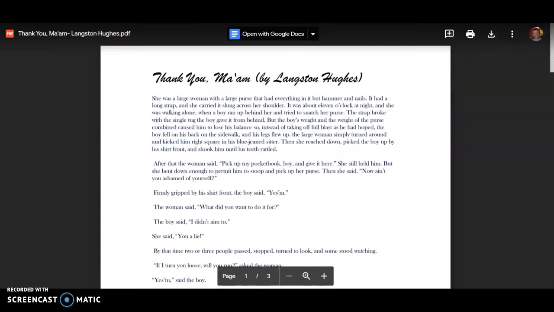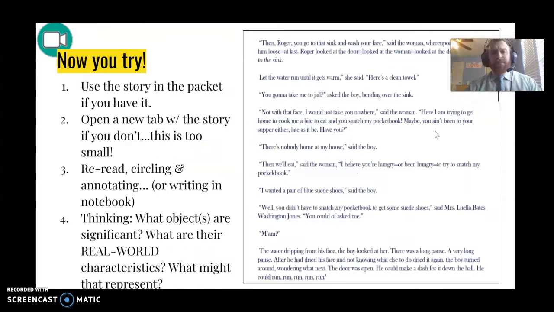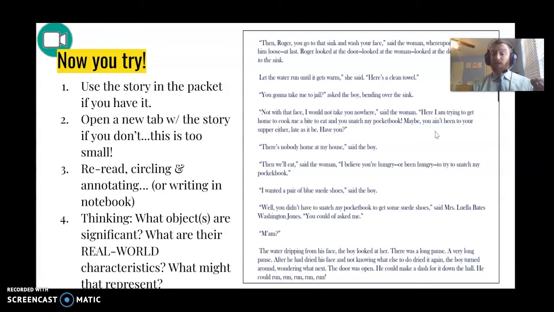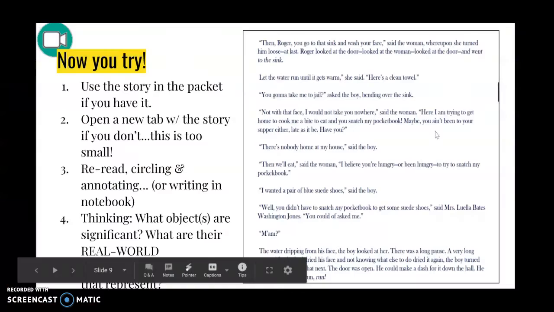Here we go. So, reread and then circle or make notes about any kind of objects that you're seeing that keep on coming up or you're wondering why they're there, and kind of jot down some notes about their real world characteristics and what might those real world characteristics represent? I'm going to let you hit pause on this video so you can actually do this work with us.